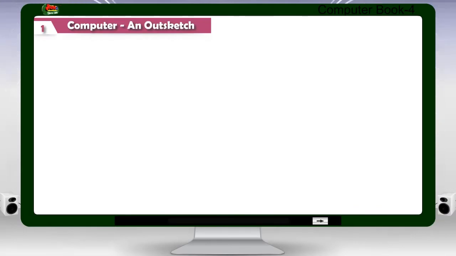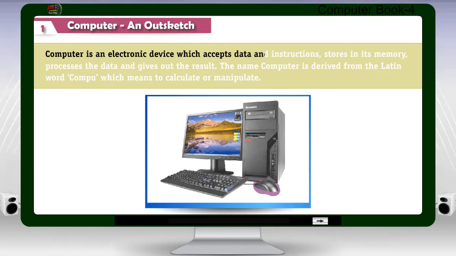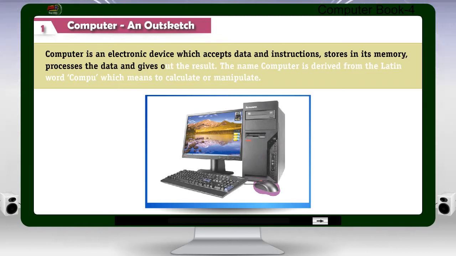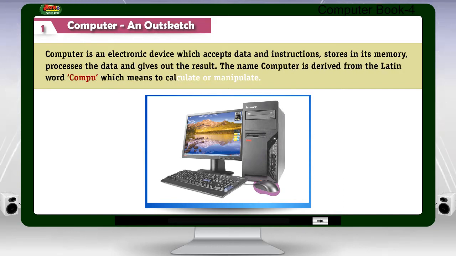1. Computer, an outline. A computer is an electronic device which accepts data and instructions, stores them in its memory, processes the data, and gives out the result. The name computer is derived from the Latin word compute, which means to calculate or manipulate.